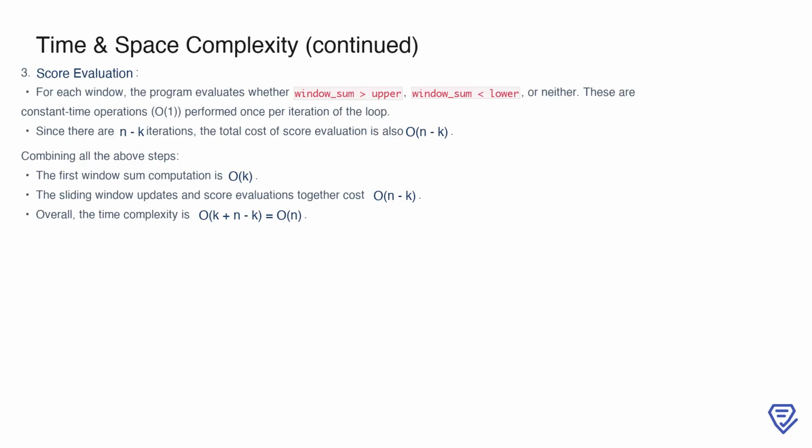Combining all these steps, we see that the first window computation takes O(k), and the sliding window updates along with score evaluations together take O(n-k). Adding these terms gives a total time complexity of O(k) plus O(n-k), which simplifies to O(n). This linear time complexity ensures that the solution is efficient, even for large input sizes.